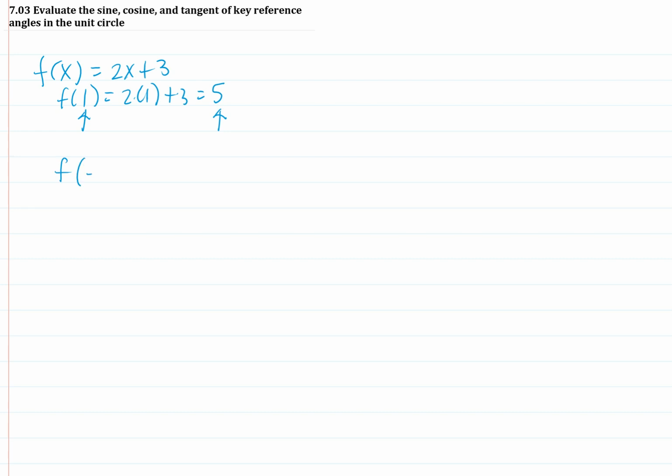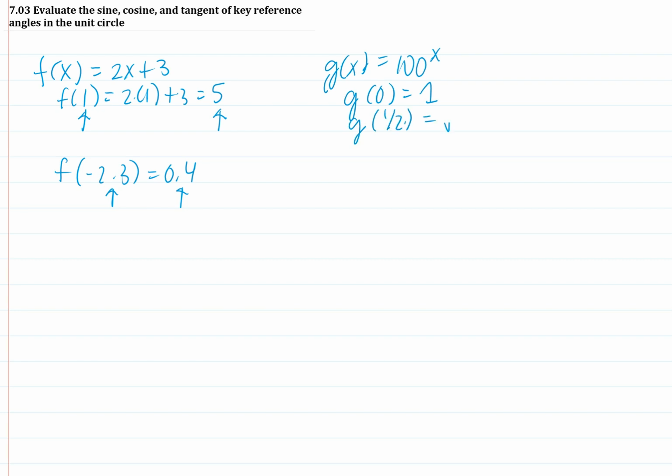And f of negative 2.3 is 0.4. The input is a number, the output is a different number. Similarly, the function g of x equals 100 to the x takes in numbers and spits out some numbers. We know that g of 0 is 100 to the 0 power, which is 1. Or g of 1/2 is 100 to the 1/2 power, which is the same thing as the square root of 100, which is 10. It's taking in numbers, it's spitting out a different number.